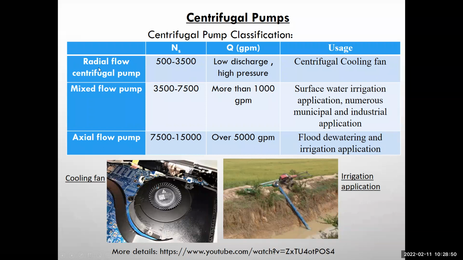For the radial flow, we don't need that much flow. The flow is very small, but the pressure is high. So usually that is used for the centrifugal cooling fan.